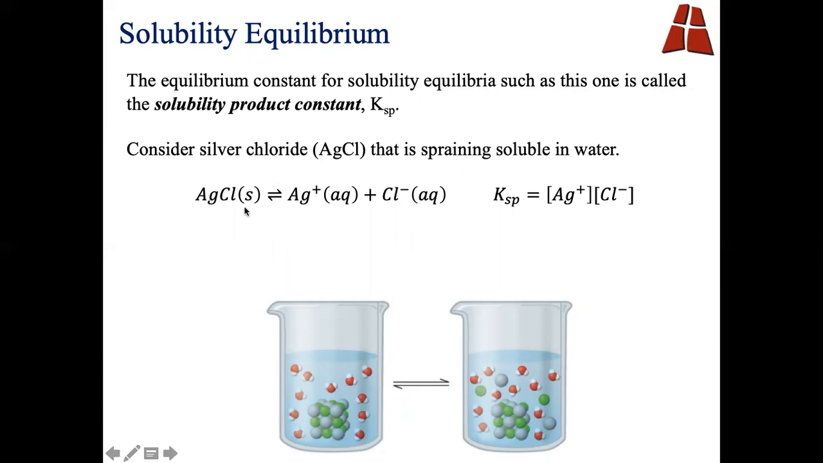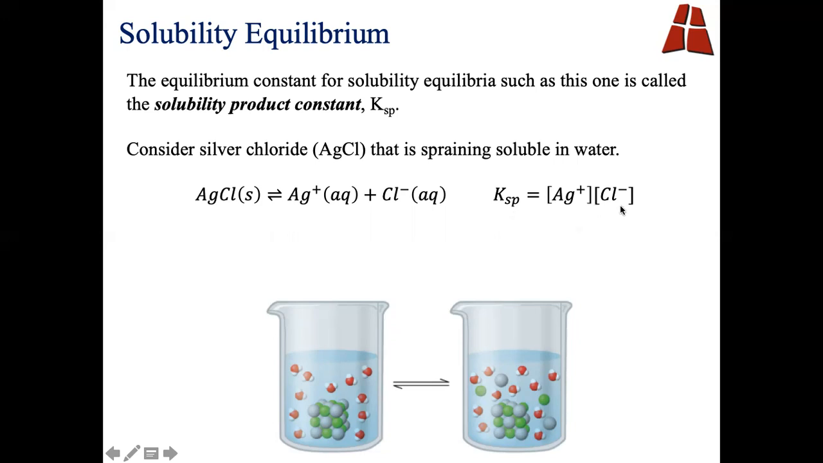Anyhow, for these sorts of equilibrium equations, they'll always follow the same formula of starting with a solid as our reactant, and then that solid will dissolve to form the two component ions on the product side. Then our KSP equation is always going to be products over reactants.